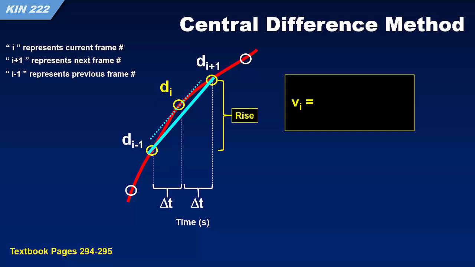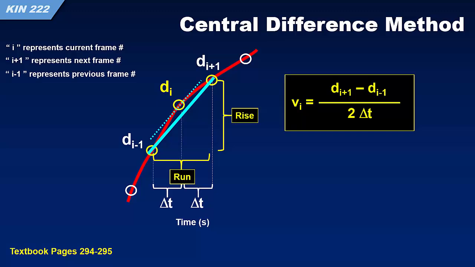It's the rise, which is the difference between d sub i plus 1 and d sub i minus 1, final minus initial. Then we divide by the run, which in this case is across those two frames. There are two delta t's involved in that run, so the run is 2 times delta t. This is the central difference method formula for calculating the velocity at a given frame. The velocity at a given frame is the difference between the displacement at the frame after it and the frame before it, divided by 2 times the delta t, or 2 times the time between frames.